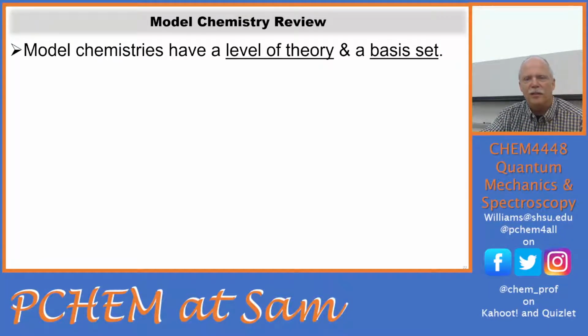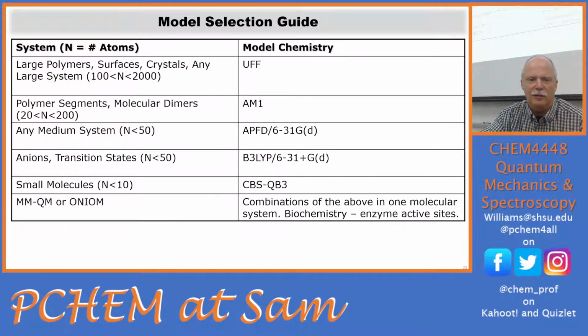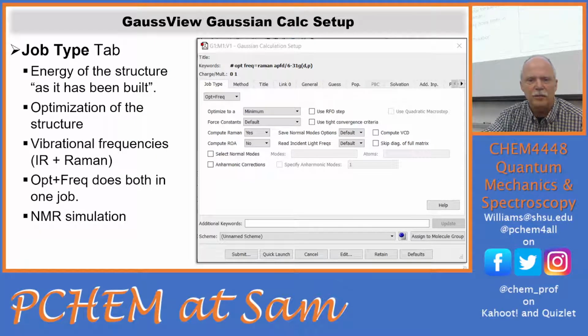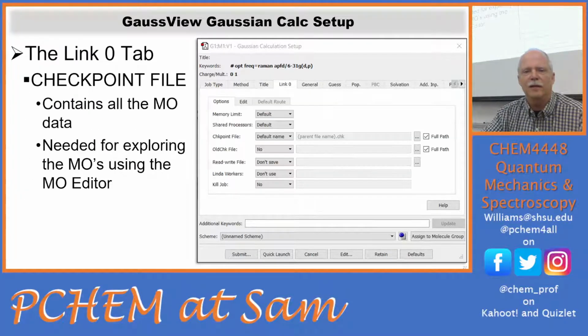So once we have the model chemistries and level of theory with the basis set, we need to build our job. So let's look at that next. So our job types, the most common is going to be this optimization and frequency calculation. You can tell it here to calculate the Raman intensities, and so I always say yes to that. You can even do things like NMR simulations and UV-vis spectra too. There's a title tab. You can type anything in there. I would avoid using special characters though, because some of the search terms that you want to use later will be screwed up by that.